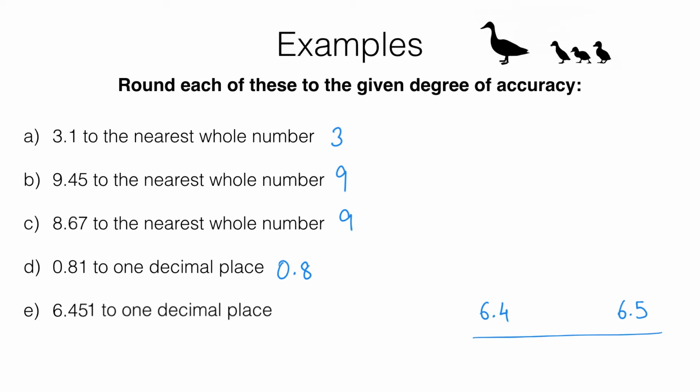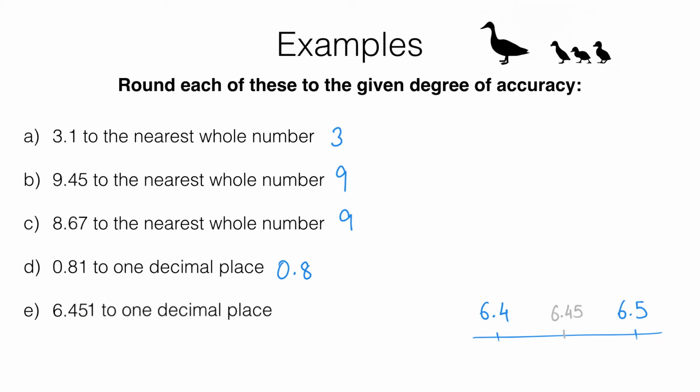Let's draw the number line and mark the halfway point. What's halfway between 6.4 and 6.5? Well, that's 6.45. Now let's see where 6.451 is on this number line.